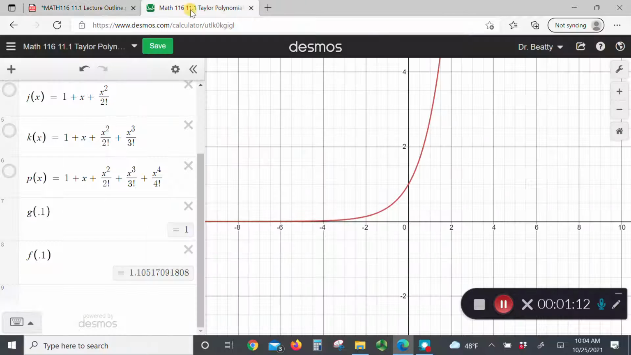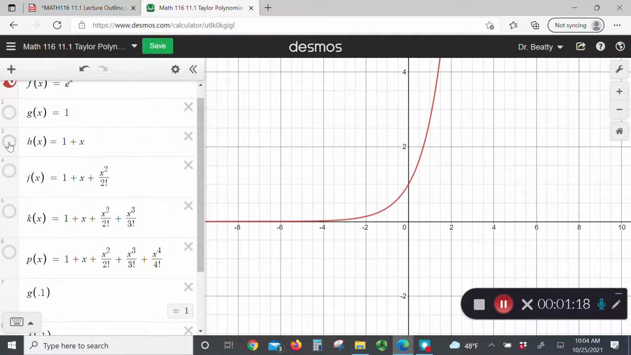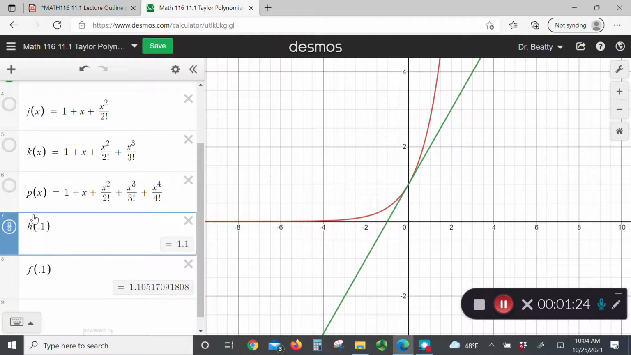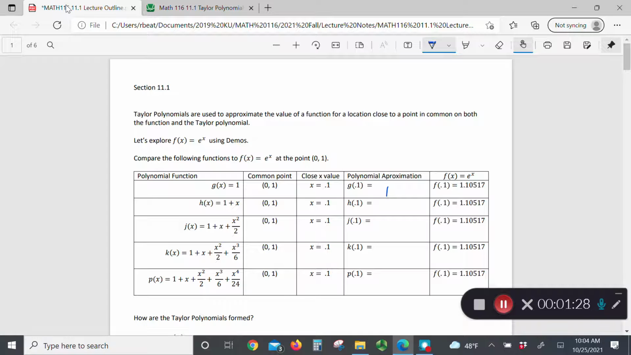Well, what if I use that next function? So what if I use the h of x function? Remember that got a little bit closer? So what if I find h of 0.1? Well, now I'm at 1.1. So I'm getting a little bit closer to what the actual functional value would have been at y equals e to the x.